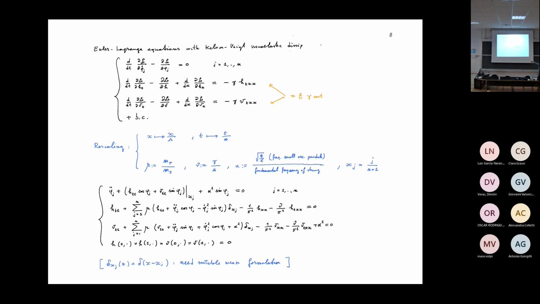These are the equations of motion. There are n equations for the pendula, a partial differential equation for the horizontal and a partial differential equation for the vertical components. They're nonlinear and they contain Dirac deltas. I just wrote them to show the presence of the Dirac deltas, and then there are the boundary conditions.